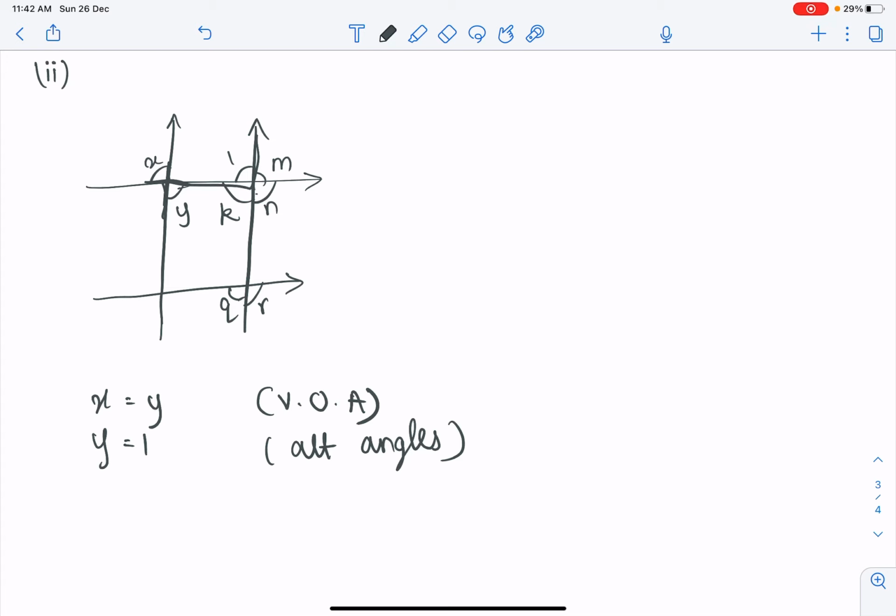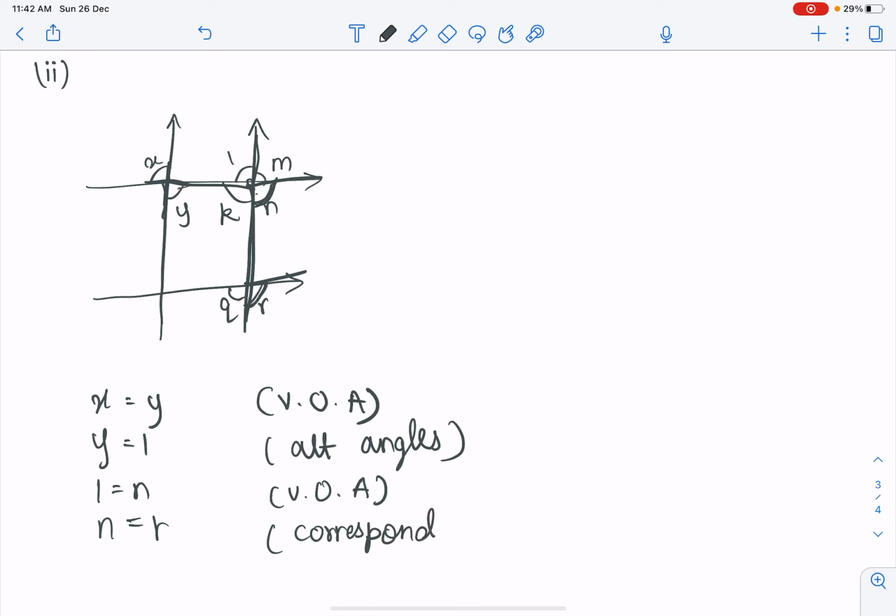Then L is equal to what? L can be equal to N because of vertically opposite again. So you will write L is equal to N because of vertically opposite angles. Now N is equal to what? It can be equal to R because of corresponding. F is also formed. So N is equal to R because of corresponding angles, right?